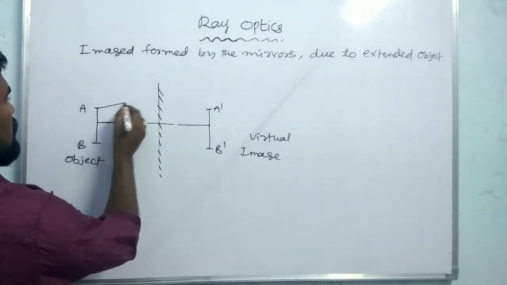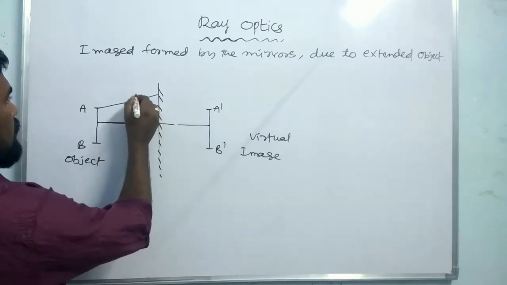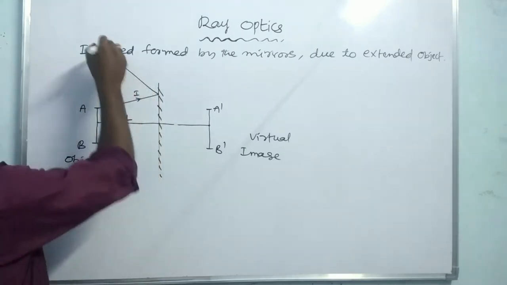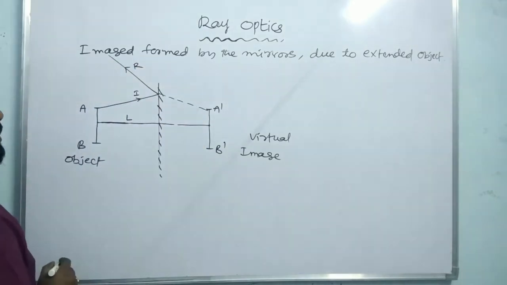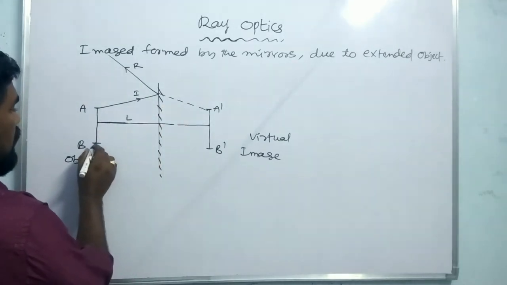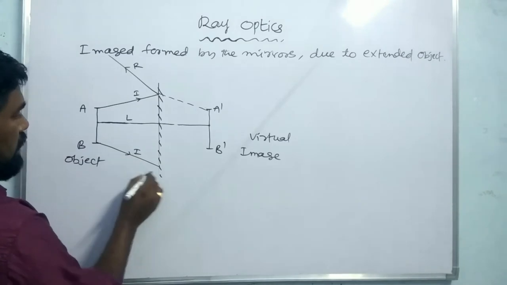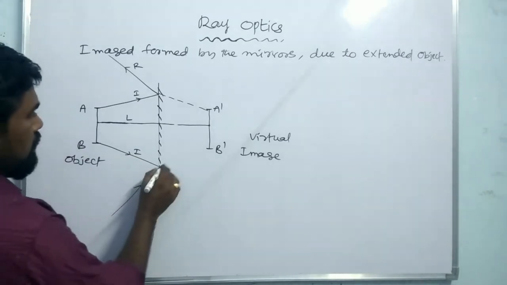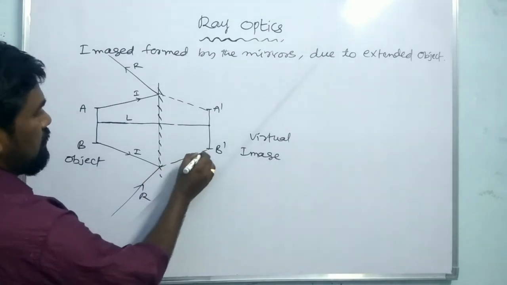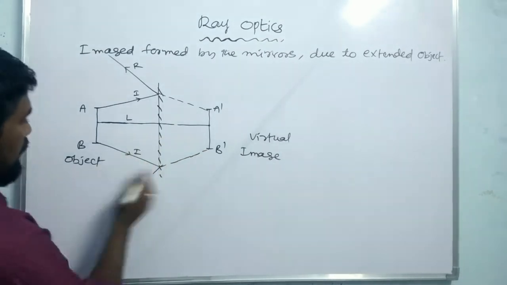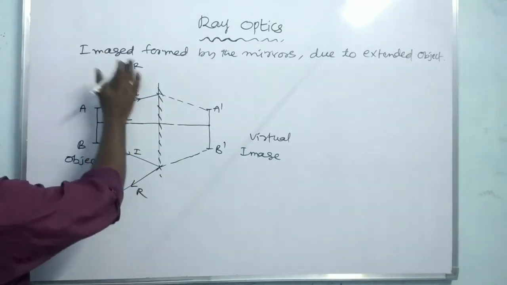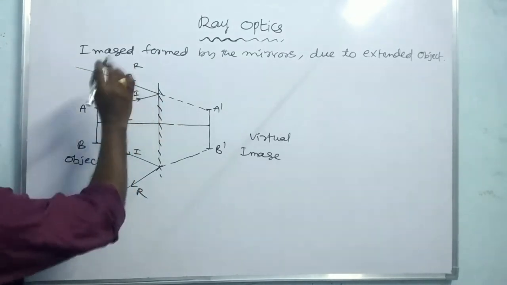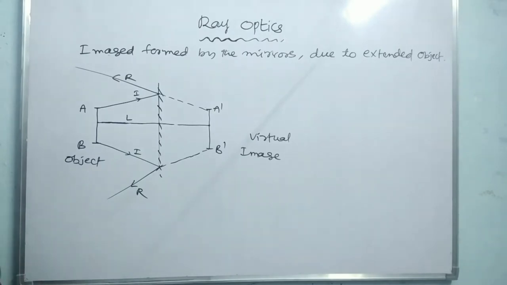this light ray will be incident and this will be reflected in this direction, and this is the direction of the reflected ray. And similarly, this is the incident ray and this is the reflected ray, and this is the direction of the reflected ray, right? So this is the ray diagram of the image formed by the mirrors due to an extended object.